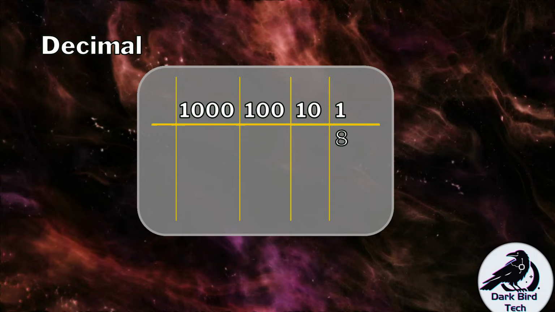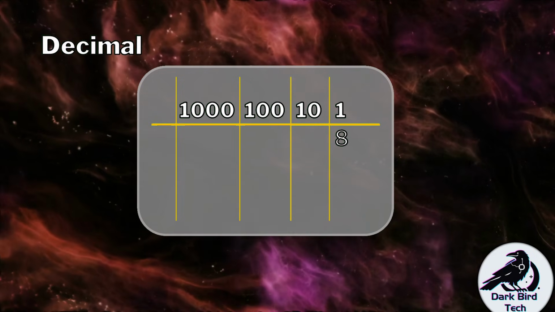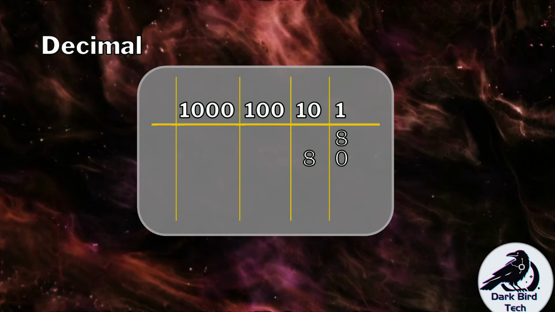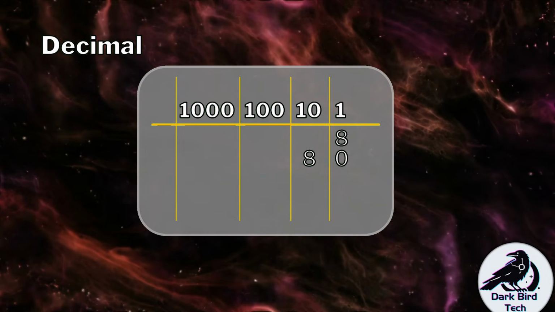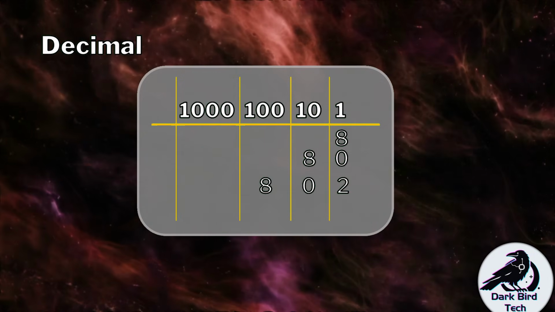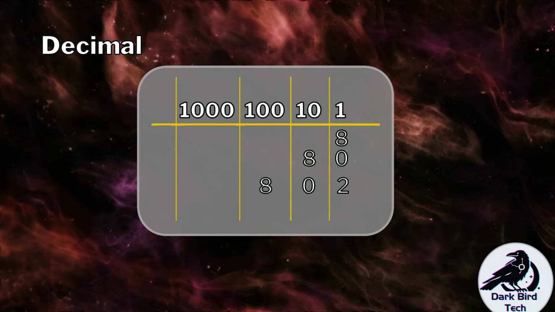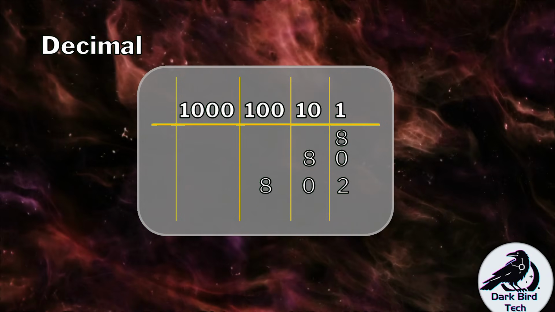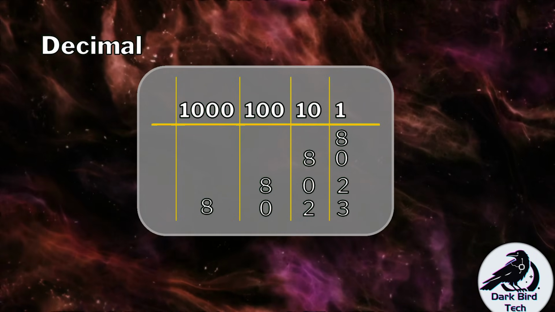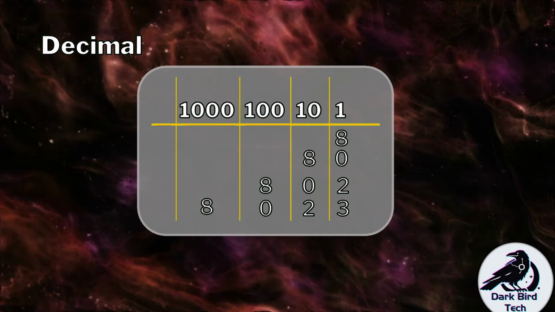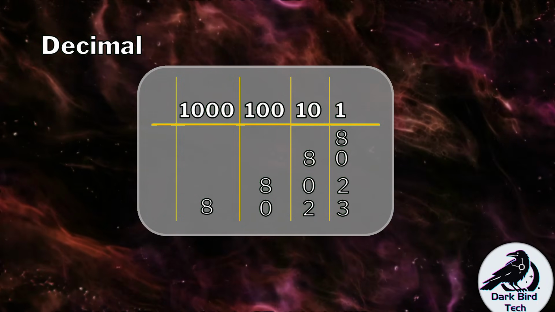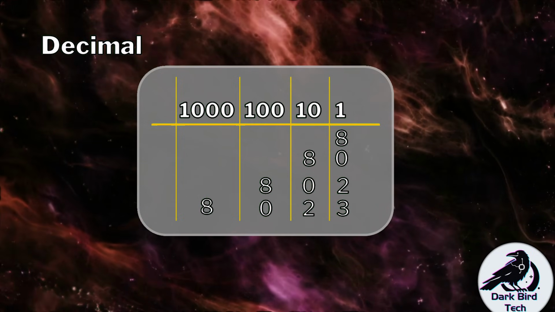If I put an 8 there, it means I've got 8 ones or just 8. If I put under the tens column an 8 and a 0 under the ones column, it means I've got 8 tens and no ones, which is how we write 80. Then, if I do 802, I've got 8 under the 100, 0 under the 10, and 2 under the ones. And finally, if I put an 8 under the 1,000, a 0 under the 100, 2 under the 10s, and 3 under the 1s, I've got 8 1,000s, 0 100s, 2 10s, and 3 1s, or 8,023.